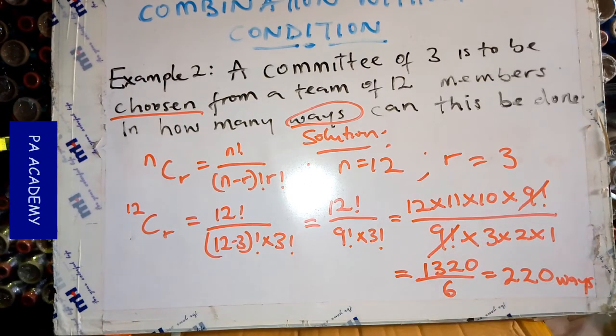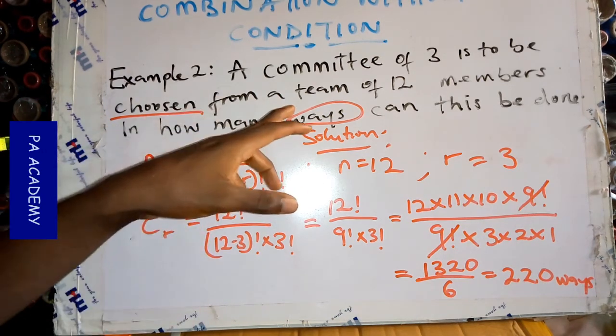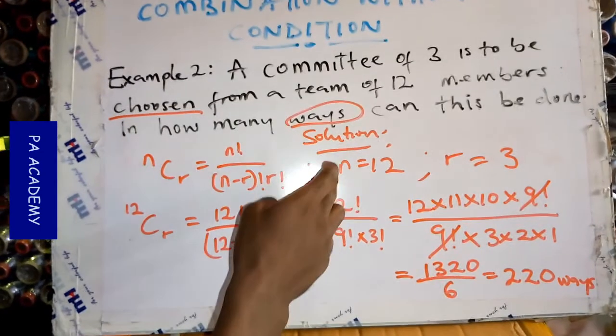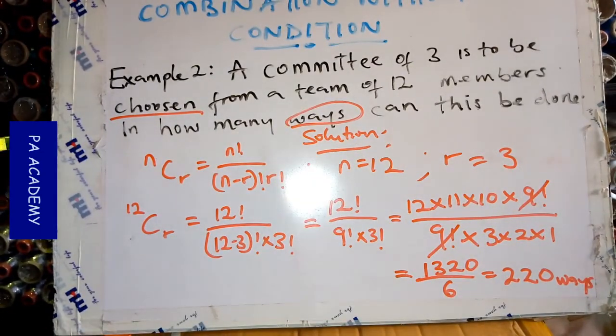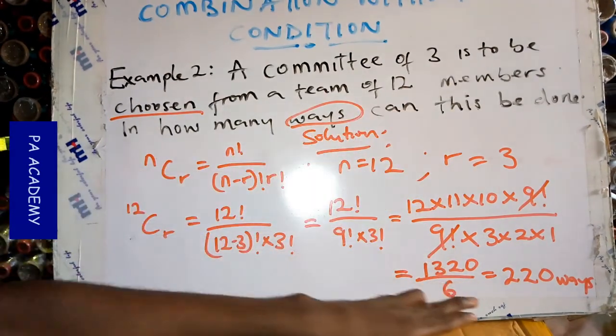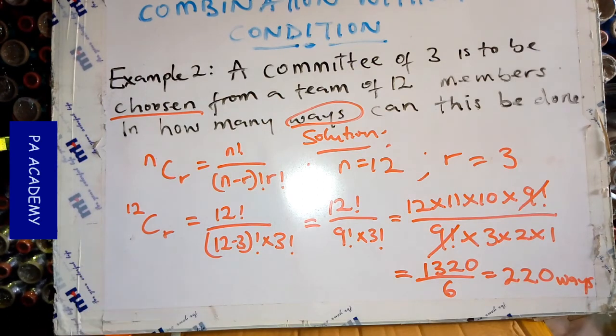So here's the solution to example 2. The question asks, in how many ways? A committee of 3 is to be chosen from a team of 12 members. In how many ways can this be done? So that means a committee of 3 can be chosen from 12 members in 220 ways without any condition. So that is it for this example 2.